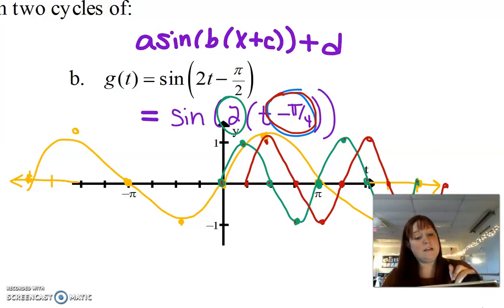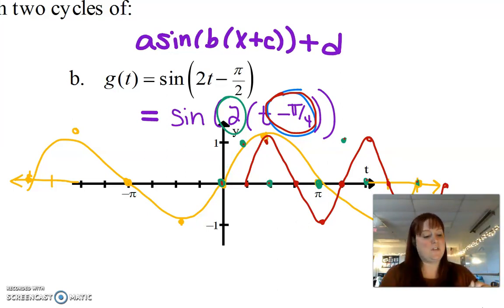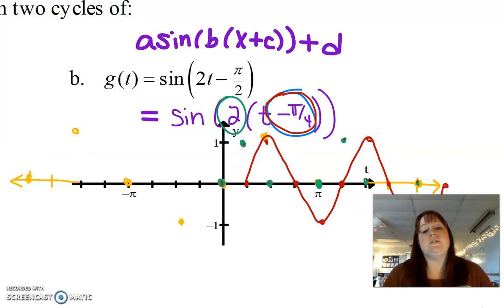So our final one is that red one. Let's see if I can erase. Aha! I can at least erase the sine curve that I had there, and then the yellow sine curve. So this is our final curve. It's got a period change, which squished it in, and it's shifted to the right.